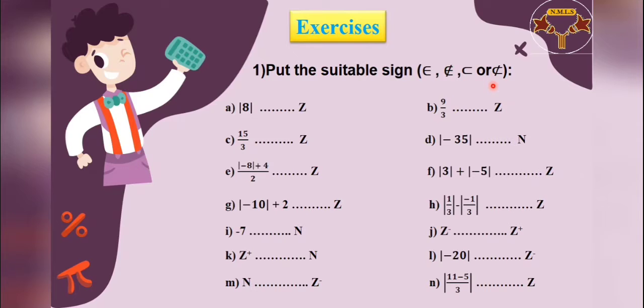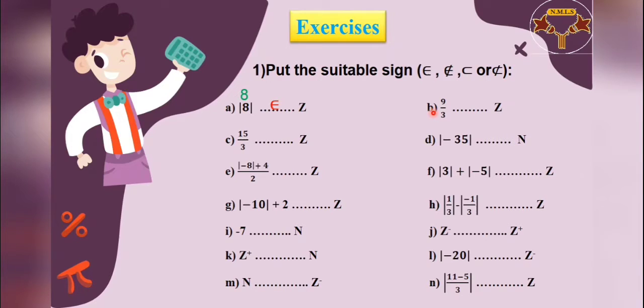Let's solve some exercises from your booklet. The first exercise: put the suitable sign, belong, not belong, subset or not subset. I hope you remember these signs. Belong, not belong, is for the relation between an element and a set. Subset, not subset, is for the relation between two sets. Here, number 1, part A: the absolute value of 8 and Z. First, I have to find the absolute value of 8, which is 8. Yes, we said the absolute value is the positive of the number inside the two lines. The absolute value of 8 is 8. What is the relation between 8 and the set of integers Z?